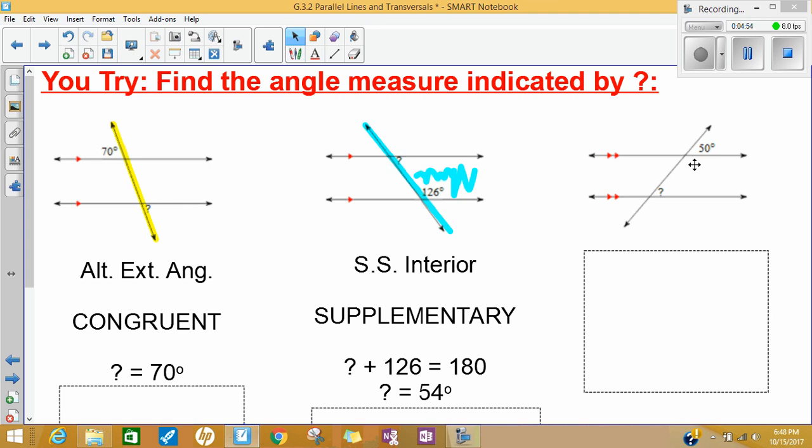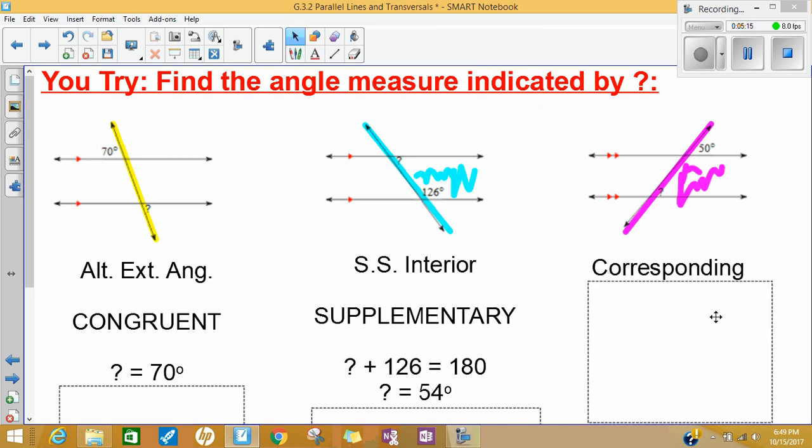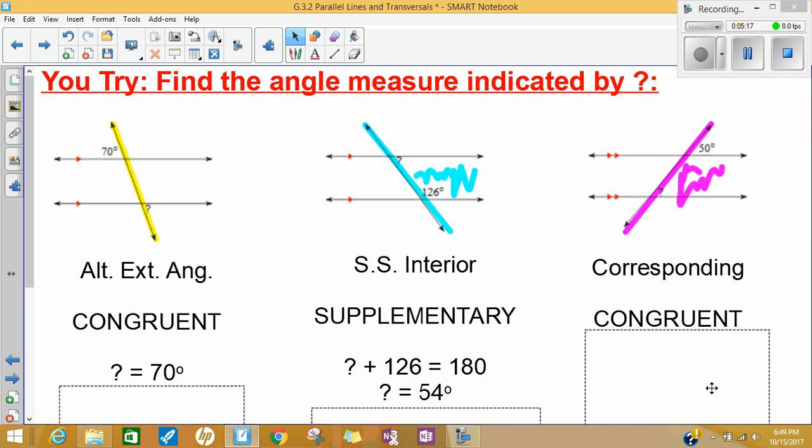And then finally, these two angles are on the same side, but one of them is interior, the question mark, and 50 is exterior. They're both in the top right of the four angles in different banks of angles. They're in the same sort of location, so those are corresponding. They're congruent, so the question mark is 50.